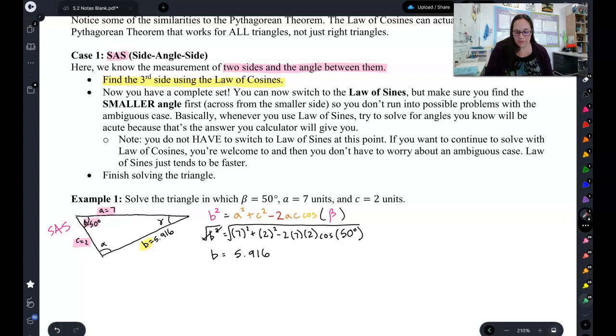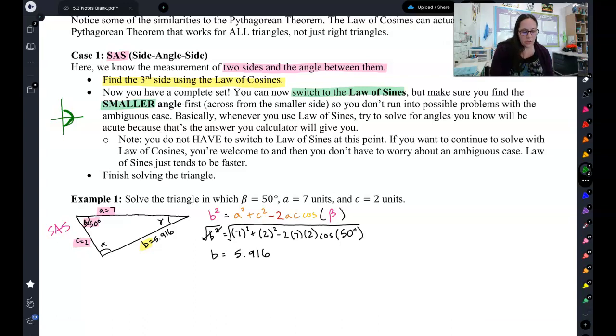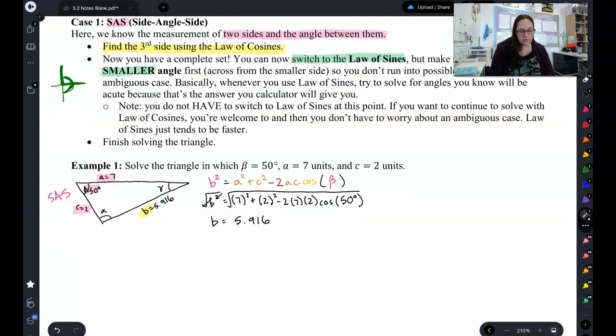And here's what we're going to do next. Now that we have a complete set, switch to the law of sines. But we're going to make sure to find the smaller angle first. Because remember, law of sines is going to find quadrant 1 and negative quadrant 4. So if we find the smaller angle, we don't have to worry about the ambiguous case. So basically, rule of thumb, solve for the third side using law of cosines. Switch to the law of sines, but make sure you find the smaller angle with the law of sines so you don't have to worry about the ambiguous case.